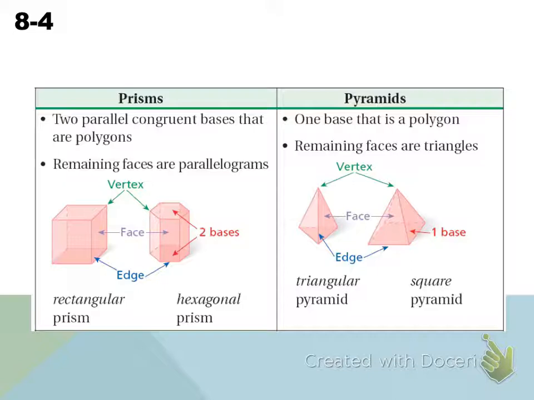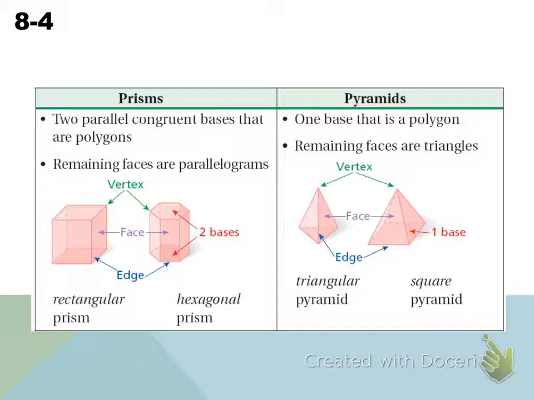So if we're looking here at prisms, prisms have two parallel congruent bases, congruent means they're the same, that are polygons. The remaining faces are parallelograms. If you look at the shape on the left, it is a rectangular prism. The one on the right there is a hexagonal prism.